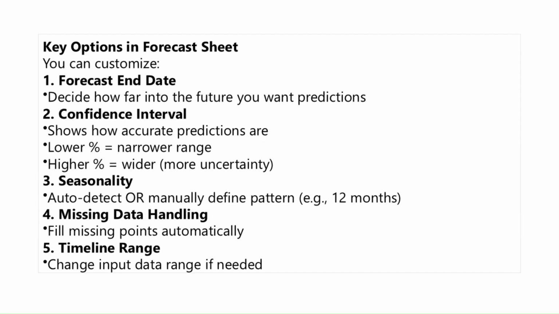Key options in forecast sheet. You can customize. 1. Forecast end date. Decide how far into the future you want predictions. 2. Confidence interval. Shows how accurate predictions are. A lower percent equals narrower range, a higher percent equals wider, more uncertainty. 3. Seasonality. Auto-detect or manually define pattern, e.g., 12 months. 4. Missing data handling. Fill missing points automatically. 5. Timeline range. Change input data range if needed.